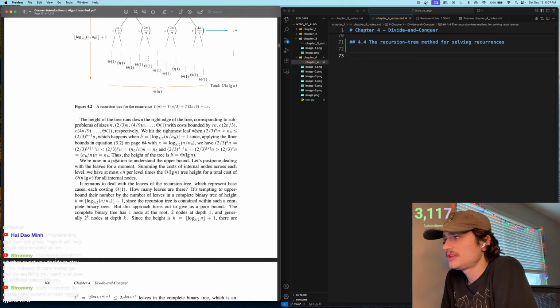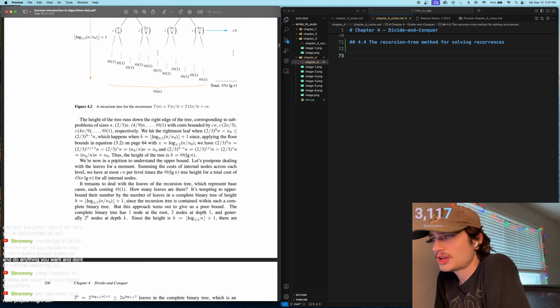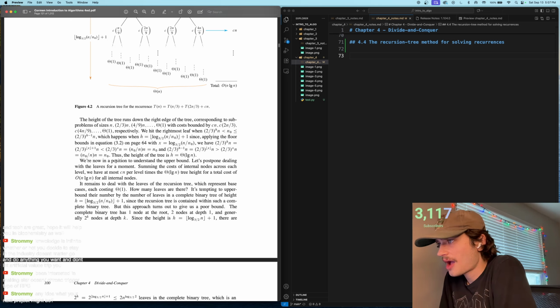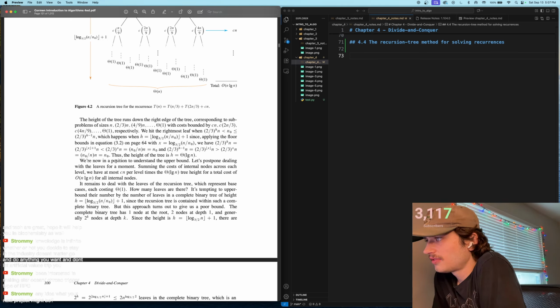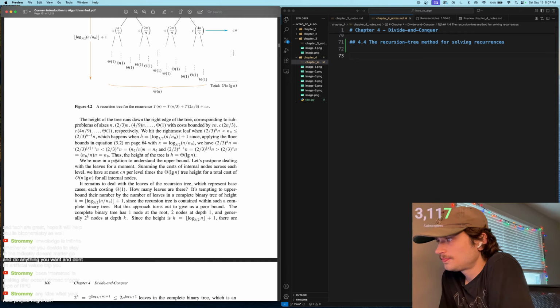We hit the rightmost leaf when (2/3)^h n is less than n naught, which is less than or equal to (2/3)^(h-1) n, which happens when h is equal to the floor value of log base 3/2 of n over n naught, plus 1.